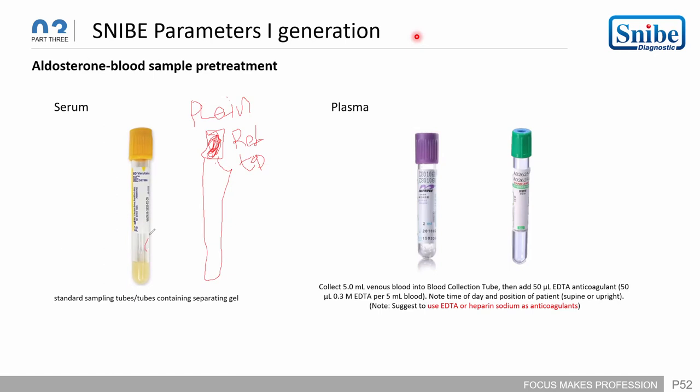And inside this tube, it is silicone coated, and this silicone coating acts as a clot activator and enhances the activation process. So when you put a sample in this silicone coated tube, it enhances the process of clotting, due to which the yellow top tube clotting time is less than the red top tube.